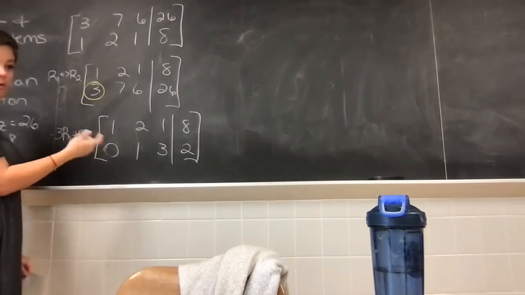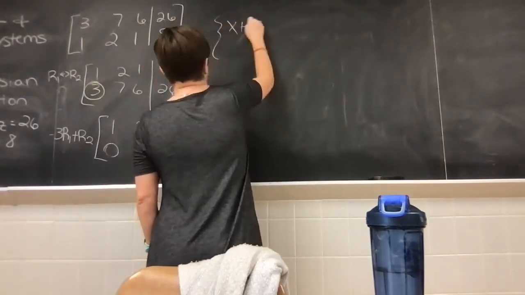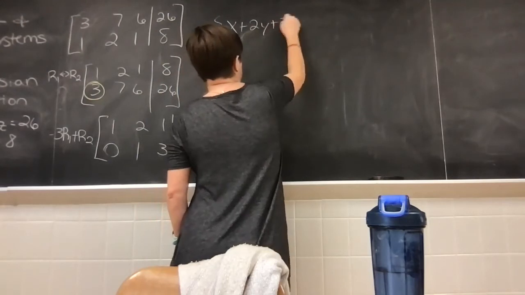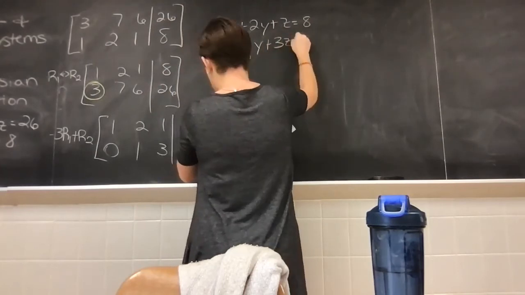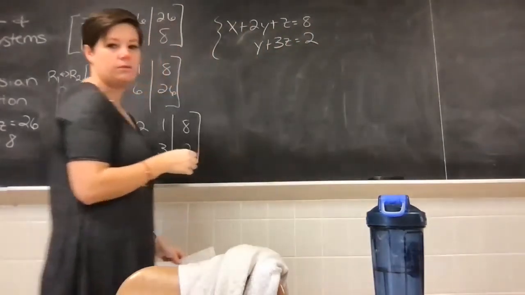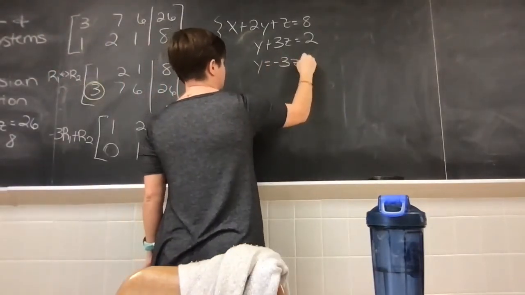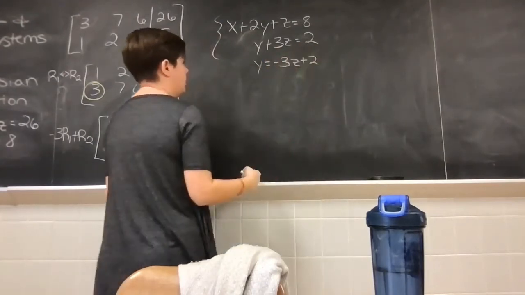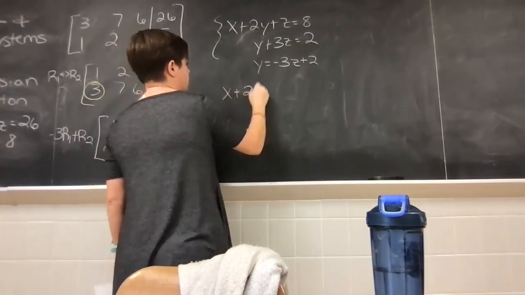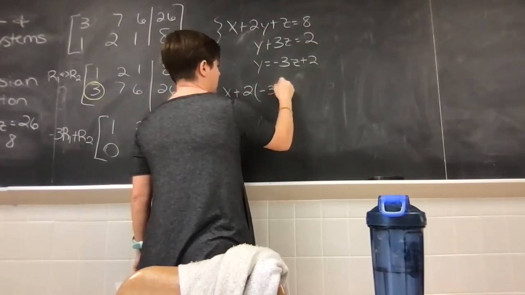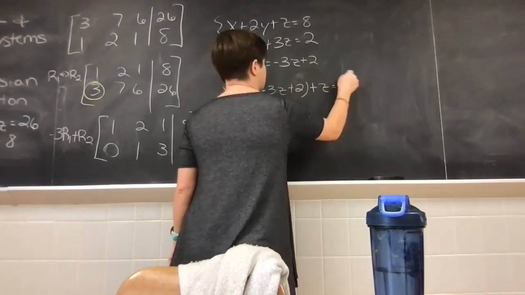So from this matrix, since I have my slightly skewed row echelon form, I can write my system again, where I have x plus 2y plus z equals 8. And then I have y plus 3z equals 2. So y then equals a negative 3z plus 2 if I move that over. And then I can back substitute that up here, where I have x plus 2 times my y, which I just said was negative 3z plus 2, plus z equals 8.